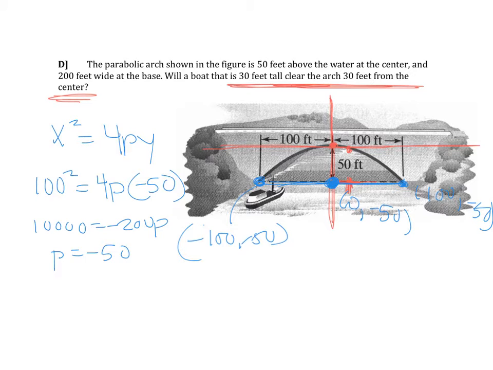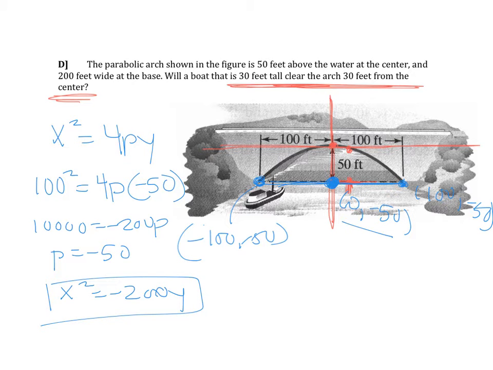So coincidentally, this point here that I said we might be able to assume is our focus, it is indeed our focus. Okay, which does mean that this is our focal chord. So we can use that to find the 4p value, or we can just multiply this by 4 and get that our equation is x squared equals -200y. Okay, so here's our equation.